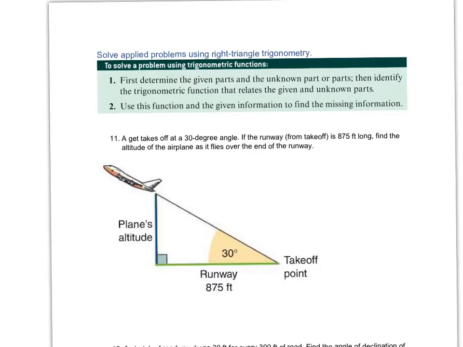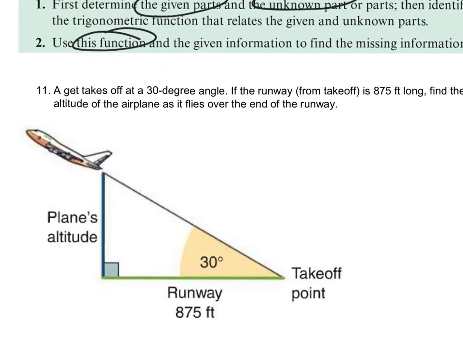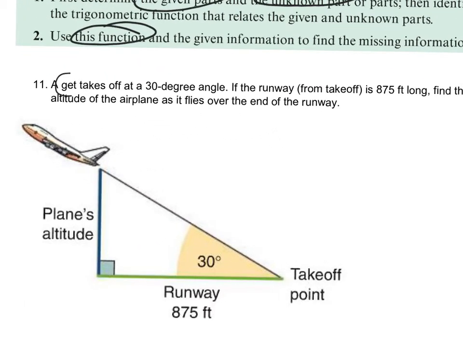Okay, last but not least, they can give you applied problems. Applied just means story problems. Same thing, you're going to have to figure out what parts you don't know, what parts you do know, and then you pick which function that you think you should use. Okay, so if we look at number 11, it says, there's a typo there. That should say a jet takes off at a 30-degree angle.